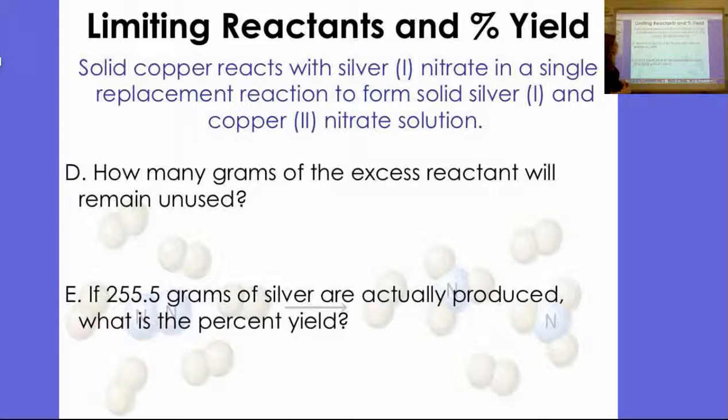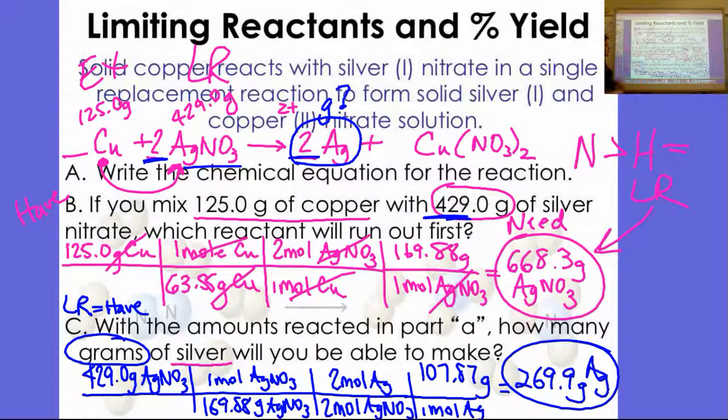Part D, how many grams of the excess reactant will remain unused? Well, since I picked the wrong one, and this just happens by chance, I didn't calculate how much I needed. So now I have to go back and do the reverse. Instead of starting here with copper, I have to start with this guy, right, because he's going to run out first, my silver nitrate. I have to start with 429 grams of silver nitrate.